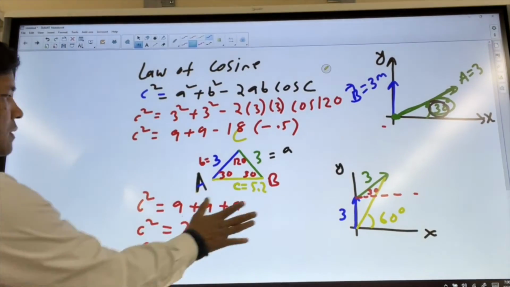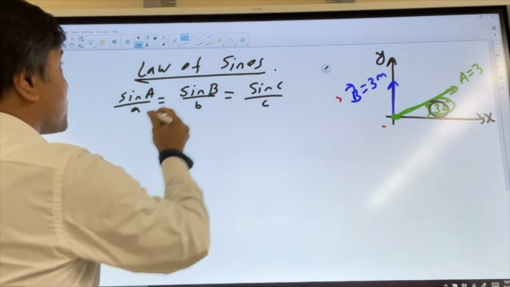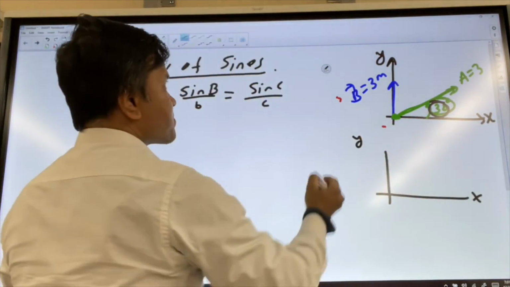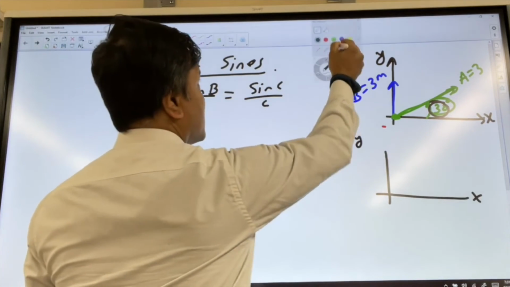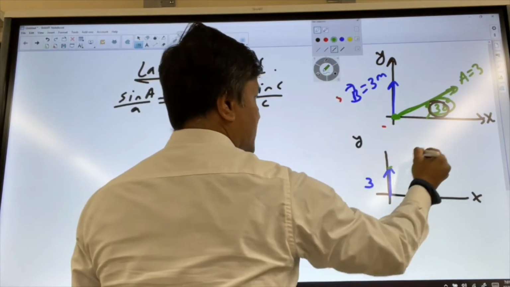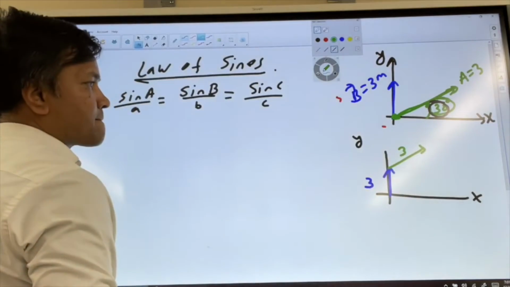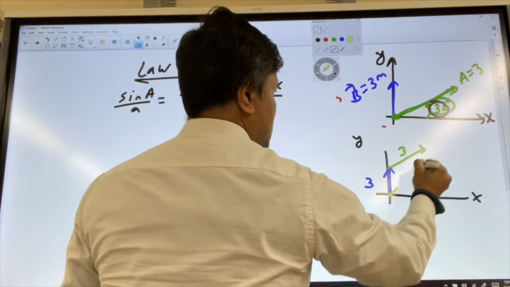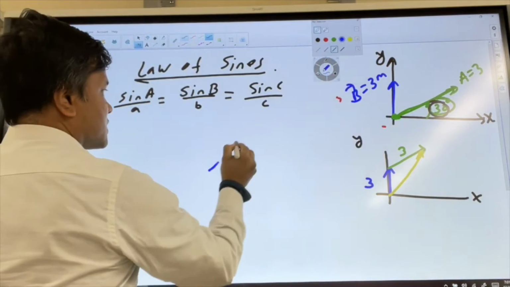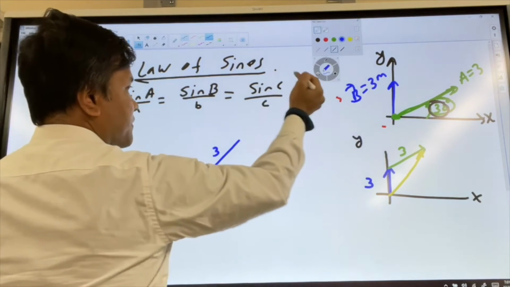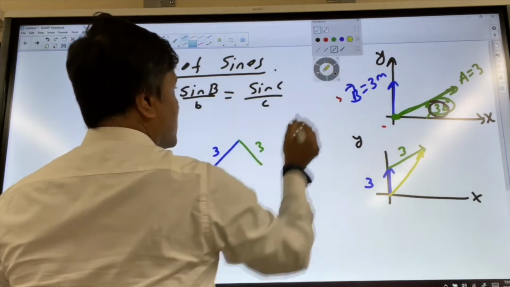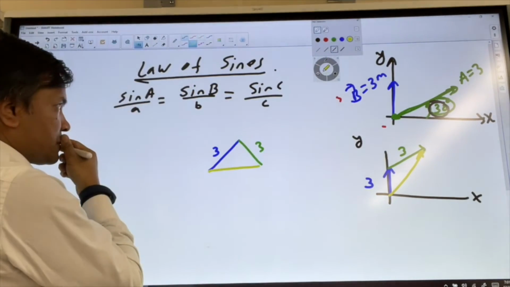Now we're going to do law of sine. All right, so now let's manipulate it. So this is our x, this is our y. Now let's move using head and tail. Let's keep the blue vector and let's move the green vector. All right, and this is the resultant. So basically we have an isosceles triangle with the blue, which is 3, with the green, which is also 3, and with the yellow, which we need to find.